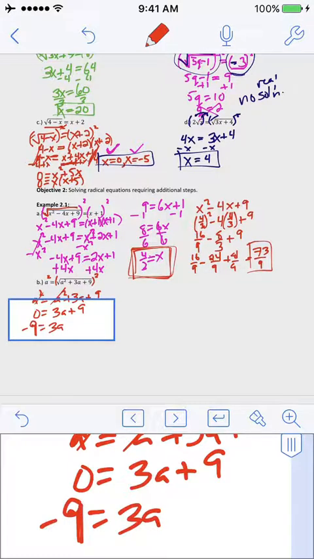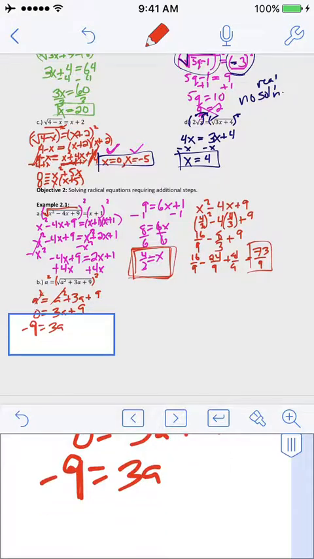Now you may be thinking, oh my gosh, I got a negative, but careful. We don't have a negative and a square root together, right? So this shouldn't cause much of a problem. A is equal to negative 3. And then we'll double check that solution.